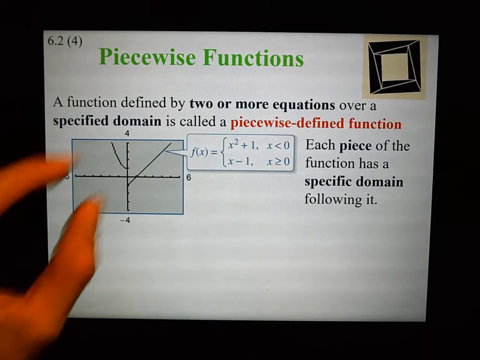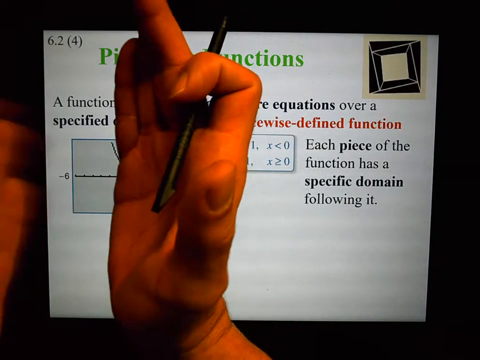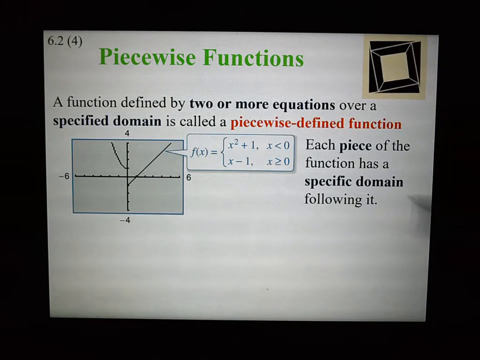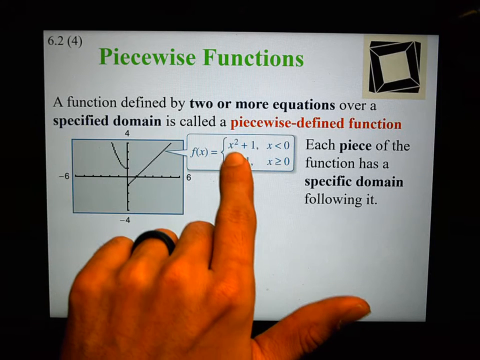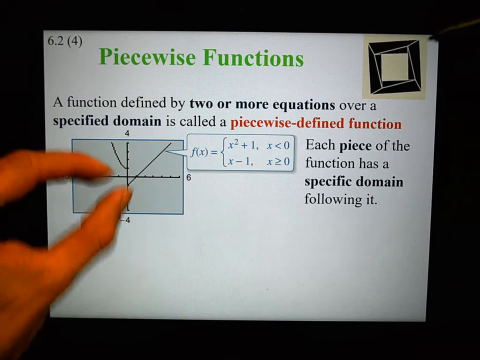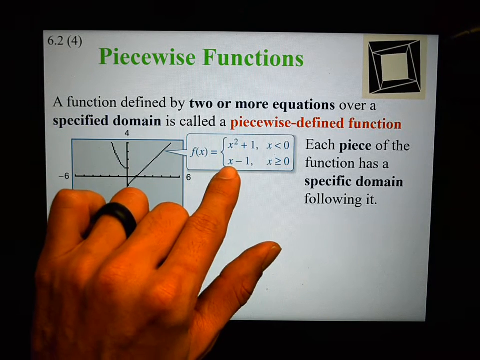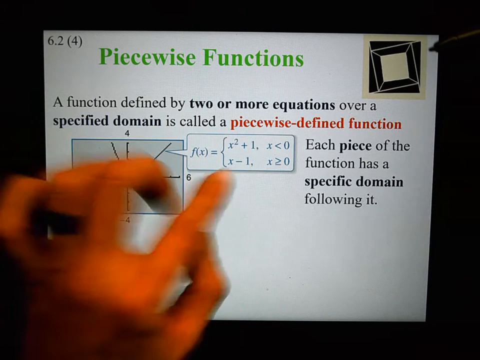When you see a graph on one side and a different graph on another, it's made up of 2 different pieces. As a matter of fact, you've already learned this parent function in 6.1, x squared. The plus 1 means that we shifted that x squared up 1. And we've already learned y equals x, and this minus 1 shifted it down 1 unit.